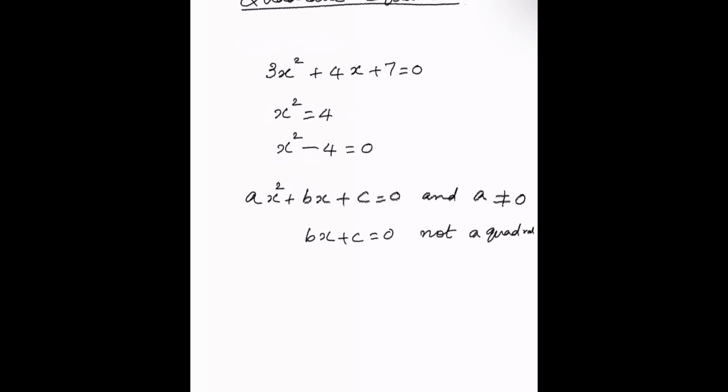So that is the reason why we give a condition: the standard form is ax square plus bx plus c equal to 0 and a is not equal to 0. A shouldn't be 0. If you don't have b or c, it is okay. If b or c is not present, it's fine. But mandatorily, a should be there.